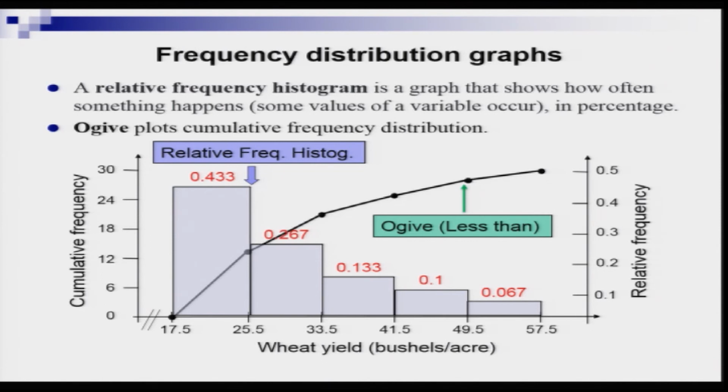So, the less than type ogive starts from the lowest class boundary on the horizontal axis and gradually rises upward, and then ends at the highest class boundary corresponding to the cumulative frequency, say capital N, right, which is basically 30 in this case. Now, the more than type ogive, which is exactly the opposite of that, has the appearance of a reverse shape. So, it will be a downward curve.